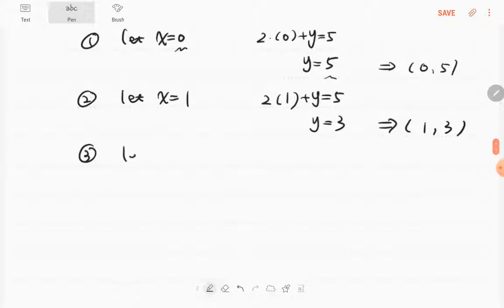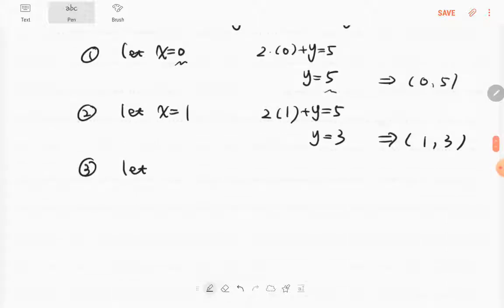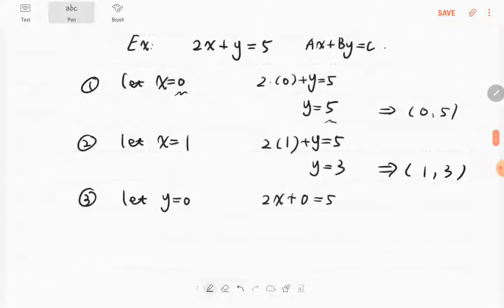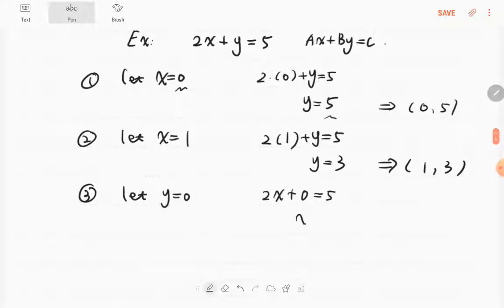Last time, maybe we will let y be a value. We can also set any value for y, then solve for x. That's your choice. This time, let y equal 0. So we go back to the equation and solve for x. 2x plus 0, since y is equal to 0, so use 0 to replace y. 2x equals 5, so we will get x equal to 5 over 2. The third point will be (5/2, 0).